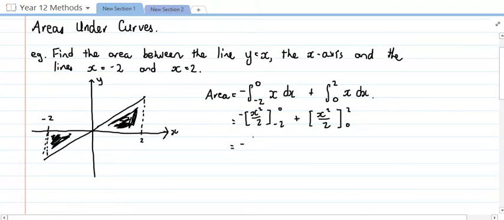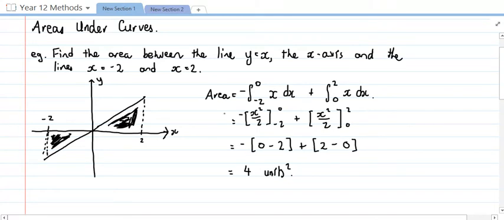So we've got the negative out the front of subbing in the 0 first. We get 0 minus. Then I need to sub in the second value, and when the -2 goes in there, it becomes positive. So it becomes 4 over 2, which is just 2. Then I need to do this part. So subbing the 2 in, we get 4 over 2, which is just 2. Take away, subbing in the 0, we get 0 again. And so what we have is negative of -2, which makes it +2, plus another 2, which gives us 4 square units. Now that's a bit more like it. That is an actual area.